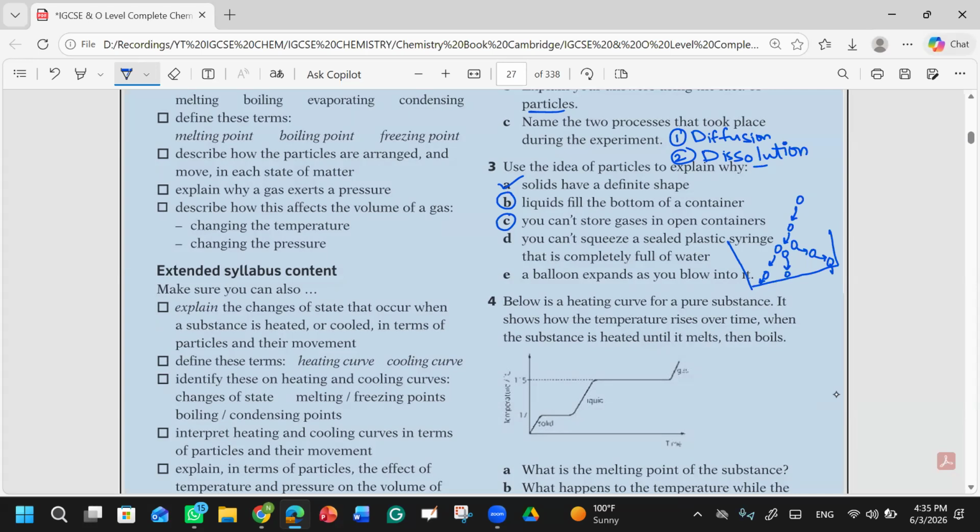I was saying that the particles in the gas are far apart from each other. They are randomly moving in different directions. Yes.